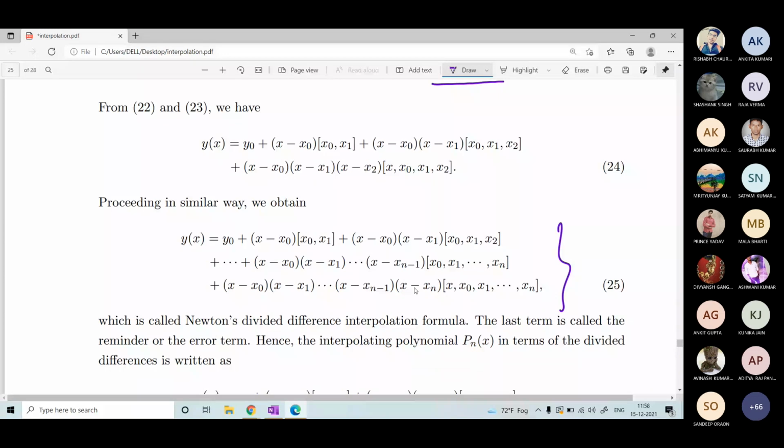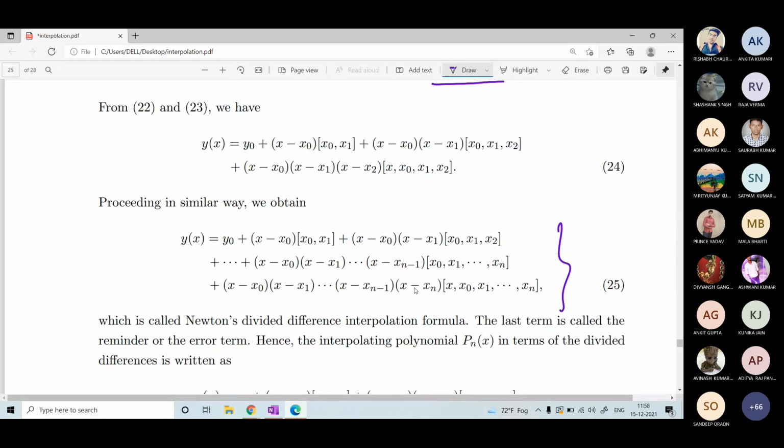Y of x is y naught plus x minus x naught into divided difference of x naught x1, plus x minus x naught into x minus x1 into divided difference of x naught x1 x2, and so on up to the last term. The last term will be x minus x naught, x minus x1 up to x minus xn into the divided difference of x naught x1 up to xn.